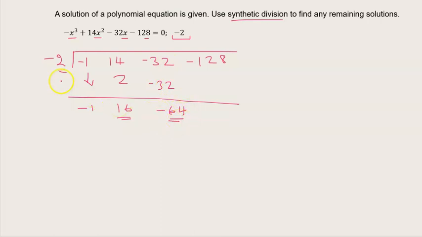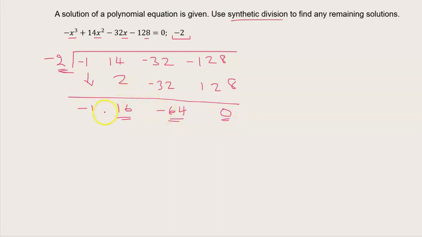Then -64 times -2 is +128. And then -128 plus 128, you get 0. So since the remainder is 0, that confirms that our -2 is actually a solution.